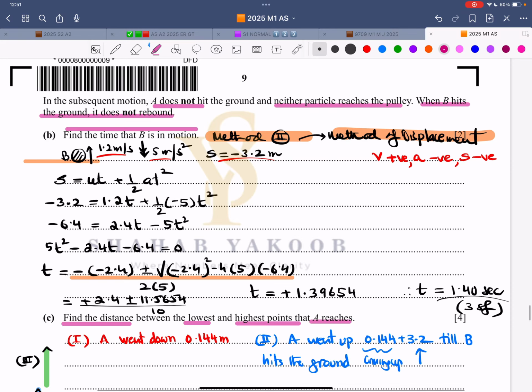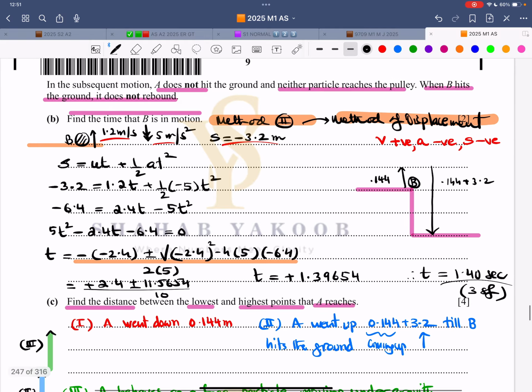So basically, if I draw a diagram like this, this is like the cliff question. So this is like particle B. It's moving up and then it's moving all the way down. This was 0.144 and then it's moving down 0.144 plus 3.2. So this is method 1 that we have used. But if we are using method of displacement, I'll take velocity to be positive, acceleration to be negative because it's making a turnaround, and displacement to be negative. So displacement will be from here. So displacement will be negative 3.2.